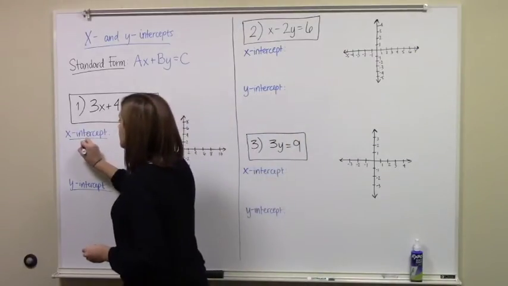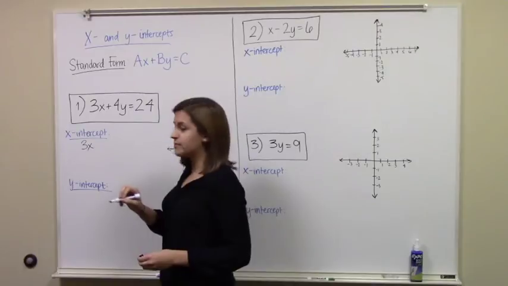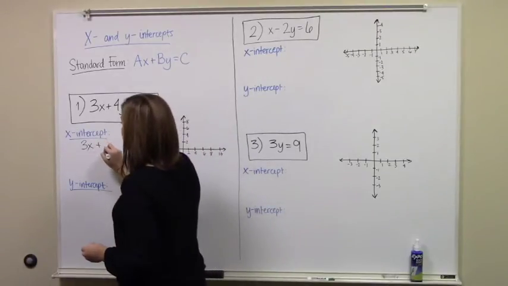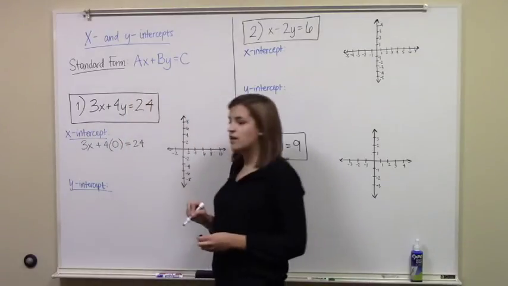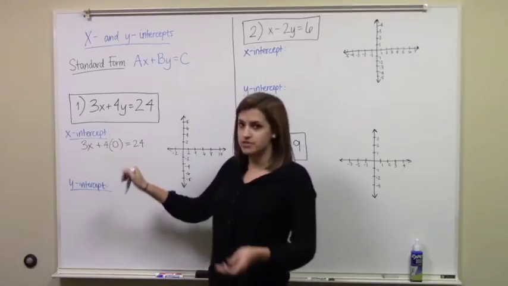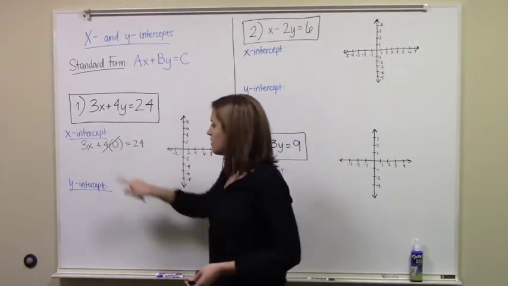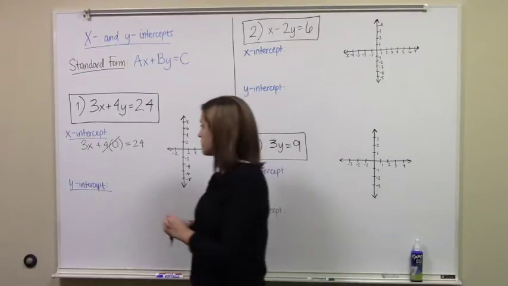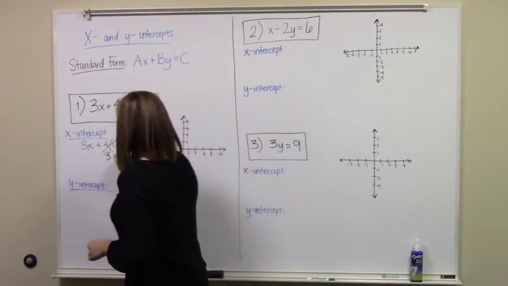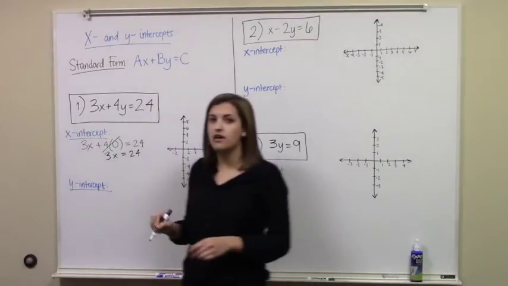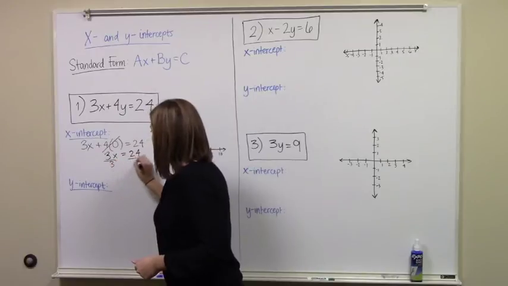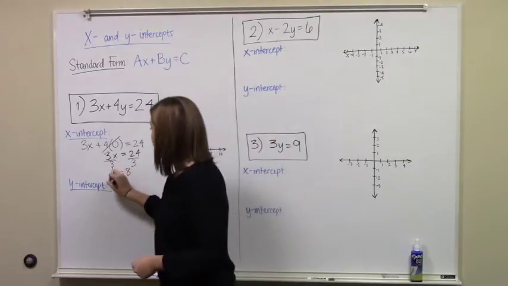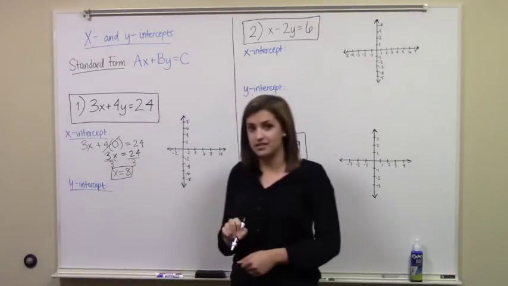Let's rewrite our equation, but with 0 in for y. So we'll have 3x plus 4 times 0 equals 24. Now we know that 4 times 0 equals 0, so this cancels, and we are left with 3x equals 24. I'm looking to solve for x, so I'm going to divide both sides by 3, and I will be left with x equals 8. So our x-intercept is x equals 8. Let's keep that in mind.